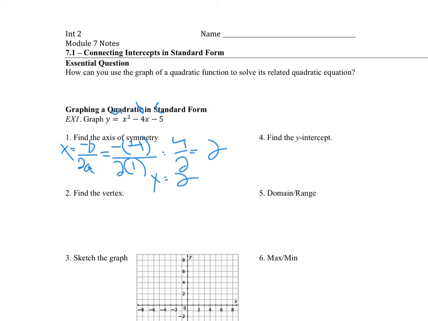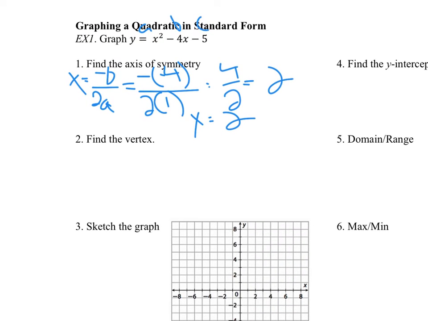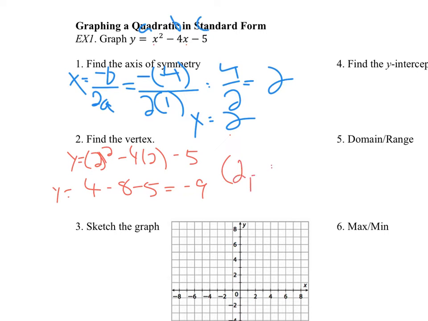Remember, in order to find our vertex, we want to substitute that value back in. So this 2 is going to go in for our x's here. So we get y equals 2 squared minus 4 times 2 minus 5. 2 squared is 4. Negative 4 times 2 is a negative 8, minus 5. And 4 minus 8 minus 5 is a negative 9. So then our vertex is going to be 2, negative 9.